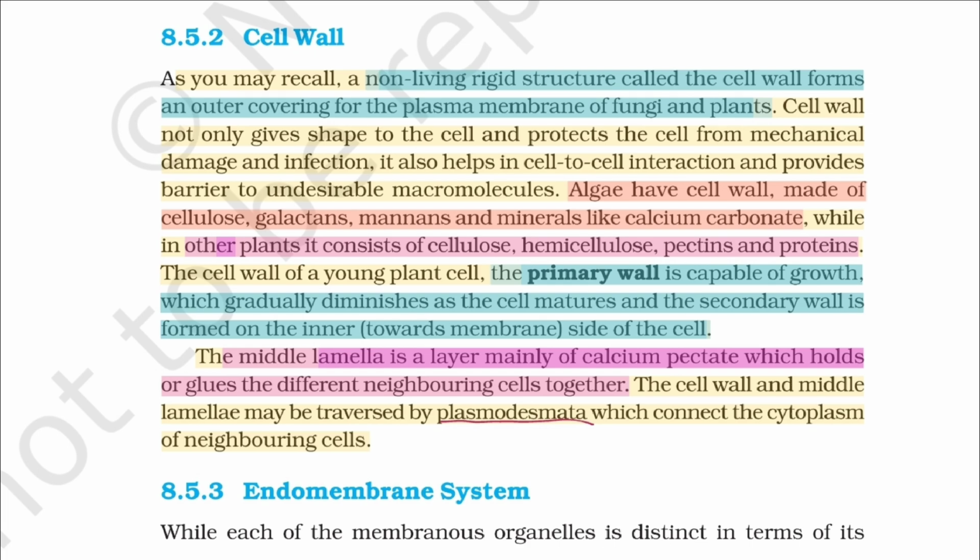In a young plant cell, the primary wall is capable of growth, which gradually diminishes as the cell matures, and the secondary wall is formed on the inner side of the cell, towards the membrane. The middle lamella is a layer mainly of calcium pectate, which holds or glues the different neighboring cells together. The cell wall and middle lamellae may be traversed by plasmodesmata, which connect the cytoplasm of neighboring cells.